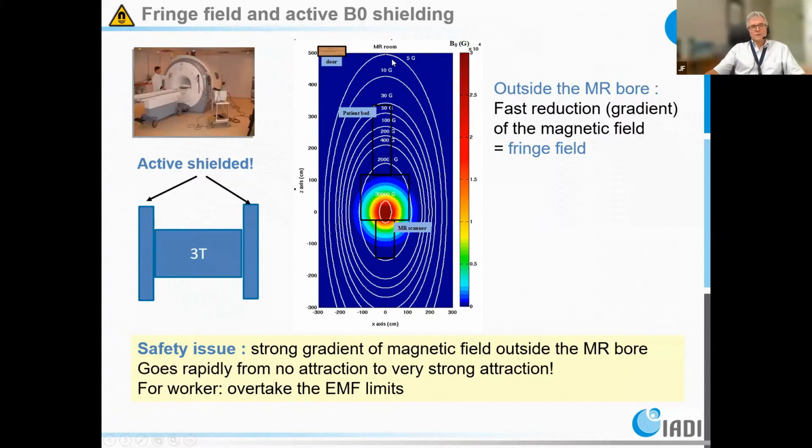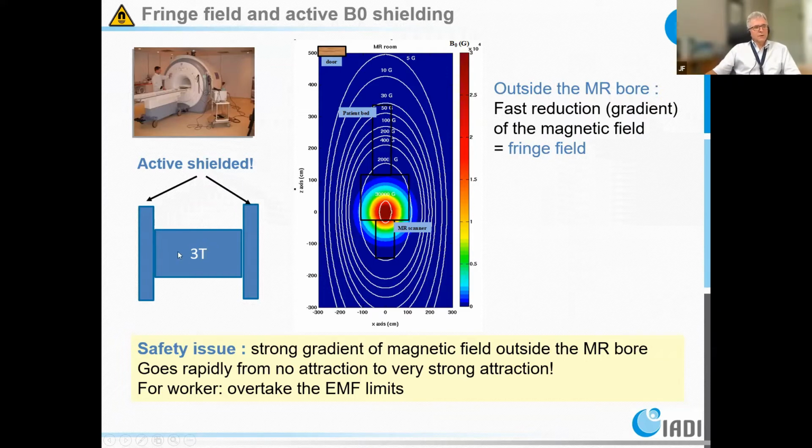And this is the issue for safety. So you have some ferromagnetic material here, you feel nothing, you go closer, and after this you go very fast to the system, and it's very dangerous. Today, almost every system is what we call actively shielded.